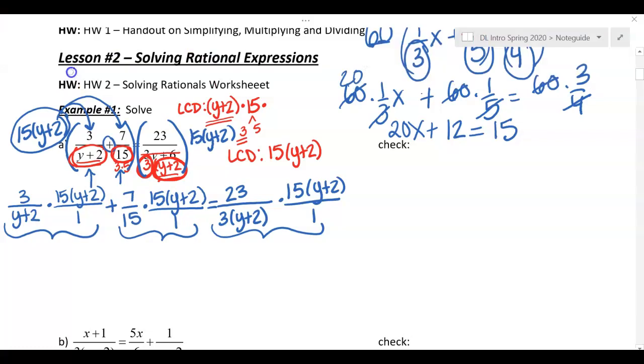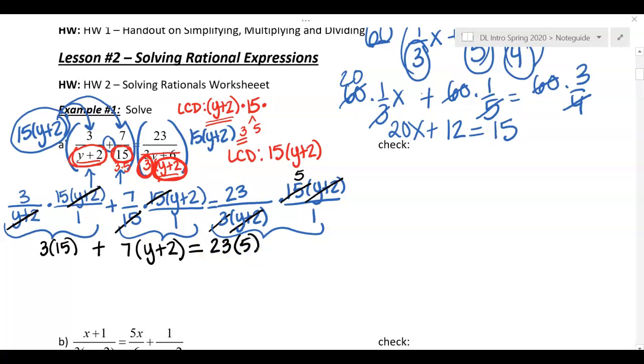Okay, so when I say simplify, remember we're looking for factors. This is why we worked on simplifying last week. We're looking for factors in the numerator that simplify with factors in the denominator. So in this first group, y plus 2 is a factor I can cancel out of both the numerator and denominator, and I'm left with a 3 times 15. In the second group, the factors of 15 can cancel out, and I'm left with a plus and a 7 times y plus 2. On the right side of the equation, the y plus 2's can cancel out. A factor of 3 can go into 15 with a leftover factor of 5. So on this side, I'm left with 23 times 5.